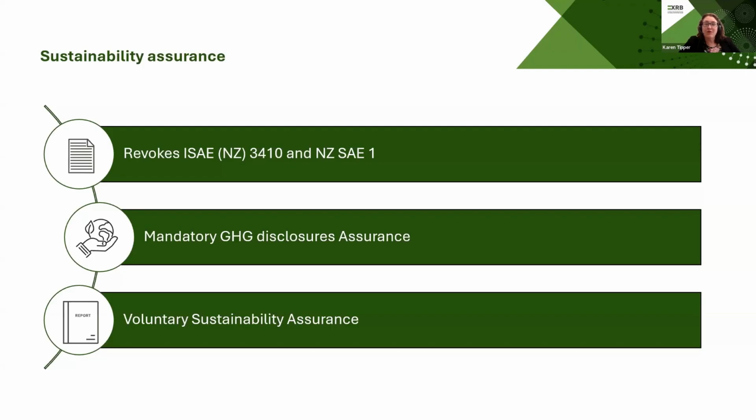It will be the standard to be used for the mandatory assurance of the greenhouse gas disclosures that are required by the Financial Markets Conduct Act 2013. And it is a standard that can be used for voluntary sustainability assurance. So it can be used going forward for the assurance of other disclosures within the climate statements, for example, other than the greenhouse gas disclosures. It is a standard that is broader than 3410. It has requirements for value chain and also requirements for when you intend to use the work of another practitioner, and also for group sustainability assurance engagements.